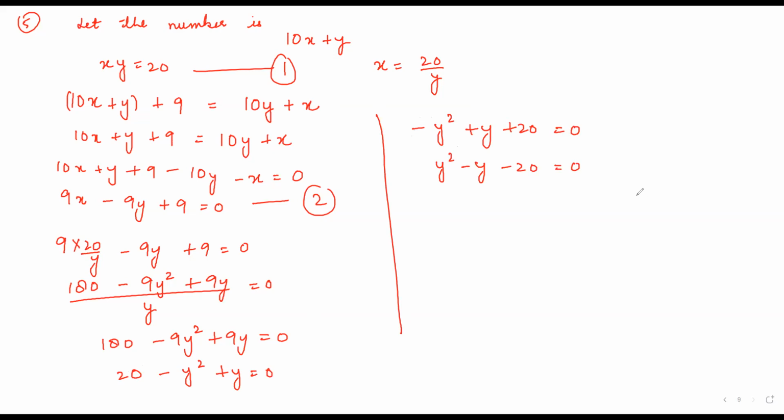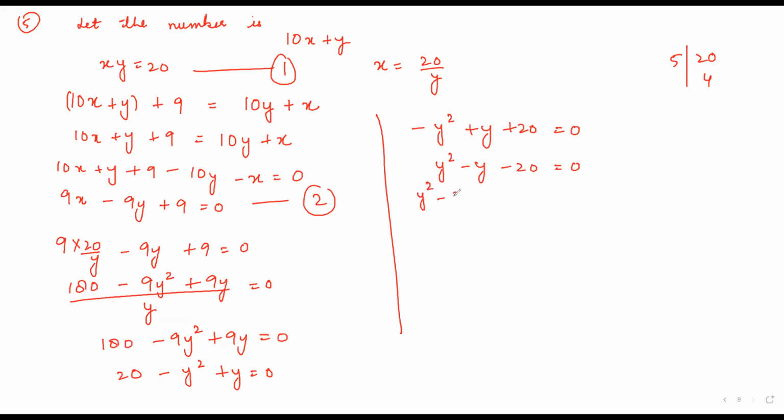Now it is in the form of a y square plus by plus c, right? Now let us try to factorize it. So 20 means 5 into how much? 5 and 4. Minus 5 and 4. 5 and 4 combination you can take.